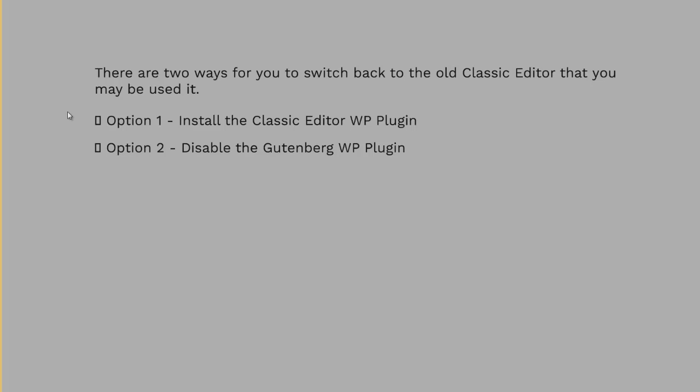But nowadays, from now on, all of the WordPress updates include the Gutenberg editor built into it. So if that's the case, you will need to use option one. Option two is very obvious. If somebody installed the Gutenberg WordPress plugin, they would simply need to disable it. So what I'm going to do now is show you how to install the classic editor WordPress plugin. So we're going to hop on over to the website.